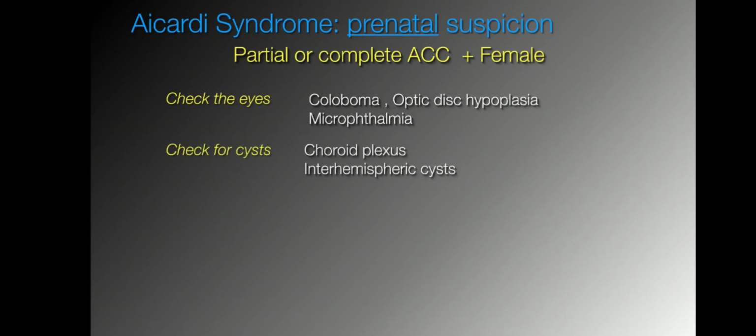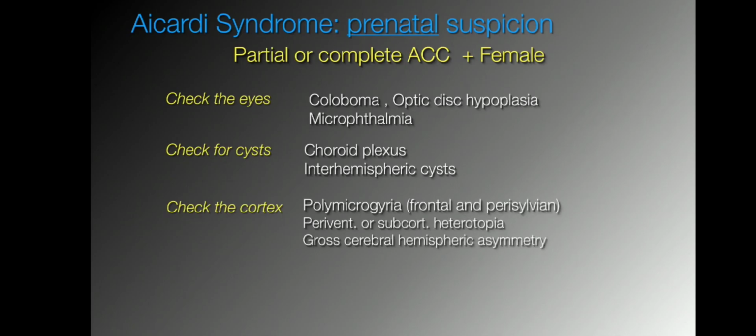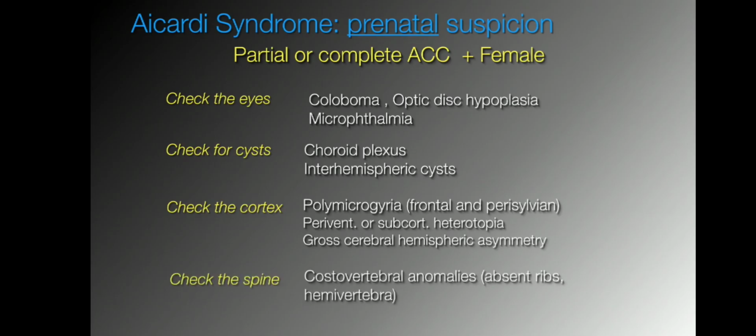Look at typically are cysts in the brain. If you have choroid plexus cyst or interhemispheric cyst, check the cortex, polymicrogyria, typically also asymmetry between two hemispheres. If you have heterotopia, check the spine for costovertebral anomaly. So I show you cases.